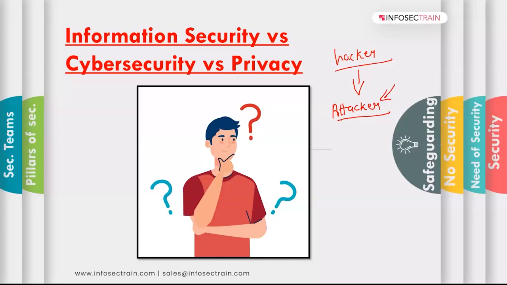Great. Perfect. Next we have privacy. What is privacy? How is privacy different from cybersecurity and information security? Now, privacy means the control you have over your personal information and how that information is used, right? Personal information is any information which can be used to find out your identity, right? And when we are talking about security, security means how protected your personal information is.